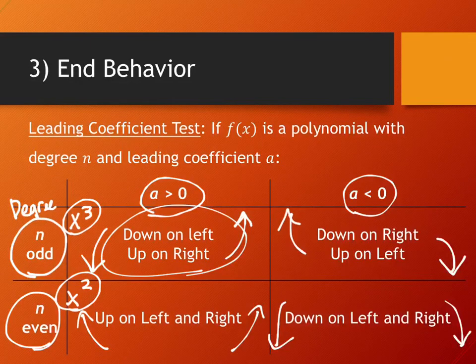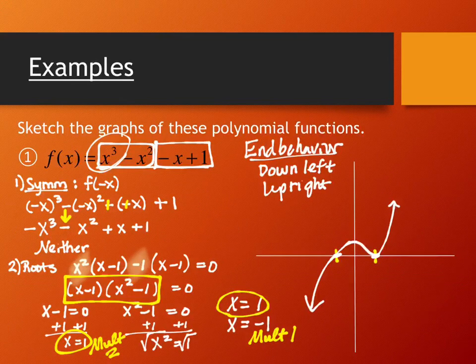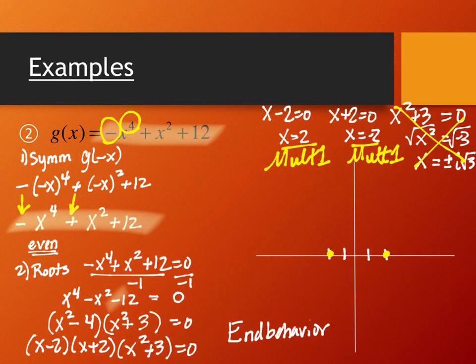So where are we on this chart of things if it is even and negative? Yeah, it's down on the left and the right. So over here on my graph, I should be drawing it down on the left and down on the right. And it's cutting through as well.